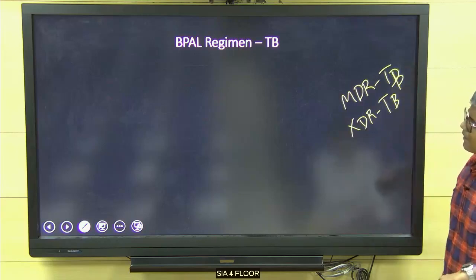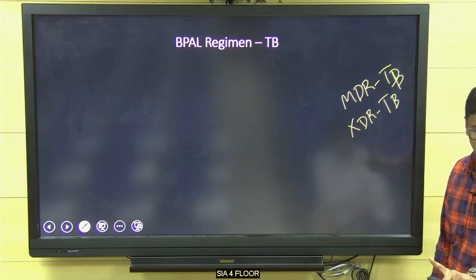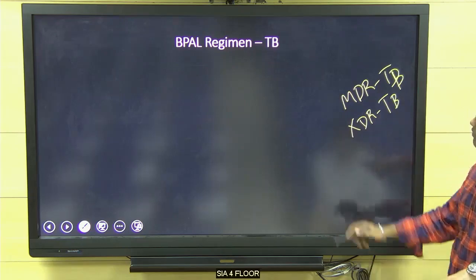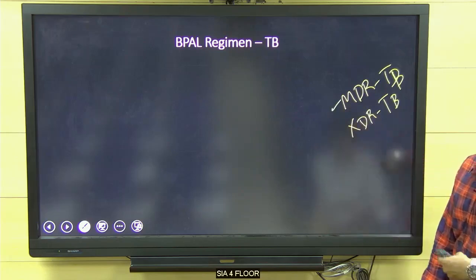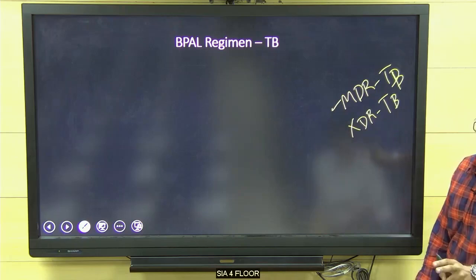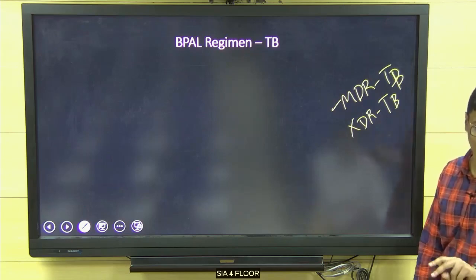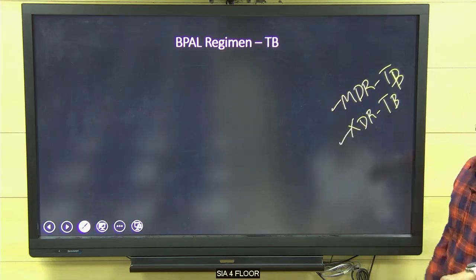So if a person affected by TB responds to the first line drugs, it's called normal TB. If a person does not respond to at least two of the first line drugs, you call it multi-drug resistant TB. And if a person affected by TB does not respond to all the first line drugs and around 9 different second line drugs, 9 plus 3 totally accounts to 12 drugs, it's called extreme drug resistant TB.